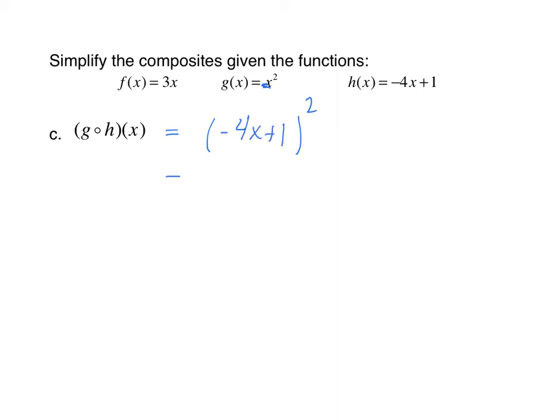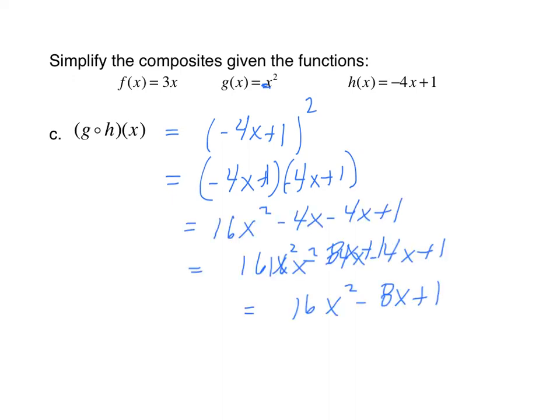And of course, we know how to evaluate this. So we're going to expand this and FOIL. So that will come out to 16x squared minus 8x plus 1.